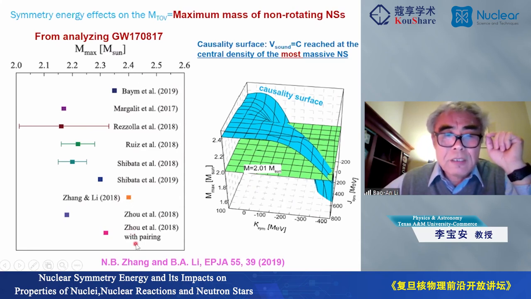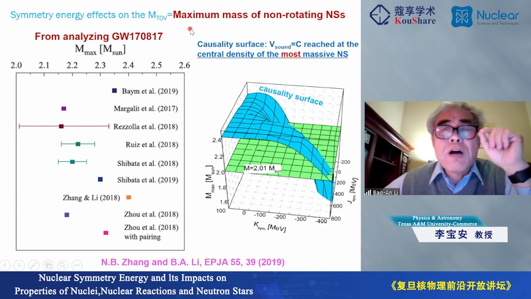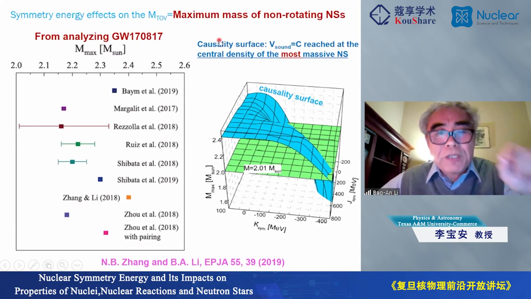Several other groups have also extracted the maximum mass by analyzing the neutron star data. These are the results back to 2019. The maximum mass goes from say 2.15 to say 2.35. Gordon Baym and his Japanese collaborators, considering a crossover between the hadronic phase and quark phase, give you a maximum mass of about 2.35. This is the so-called M_TOV. Okay, the M_TOV is the maximum mass of a non-rotating neutron star. I want to stress this because when we consider rotating neutron stars, this M_TOV, the maximum mass of a non-rotating neutron star, is an important starting point.